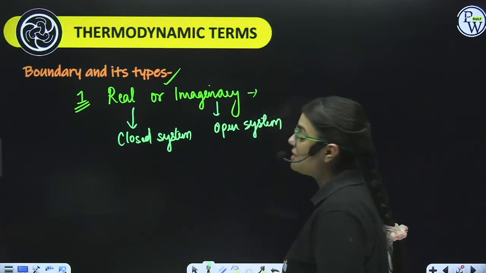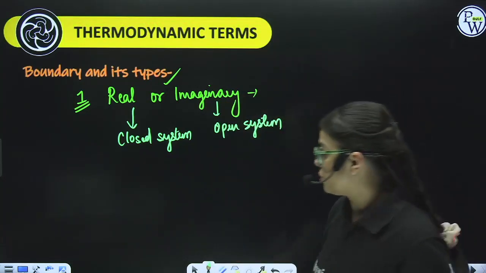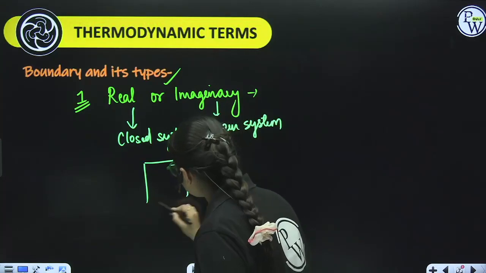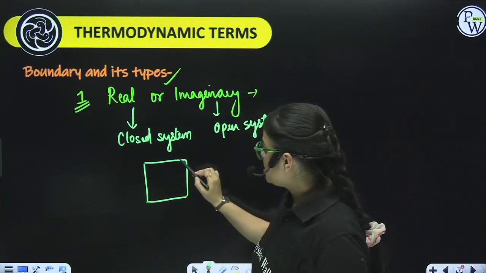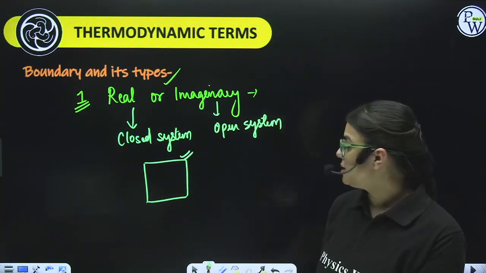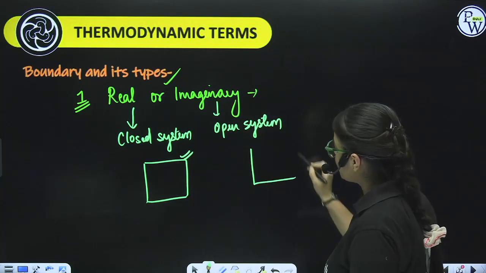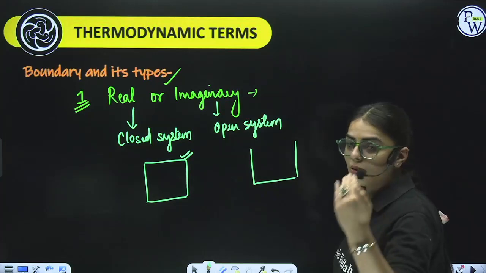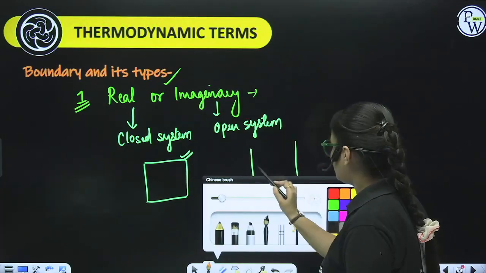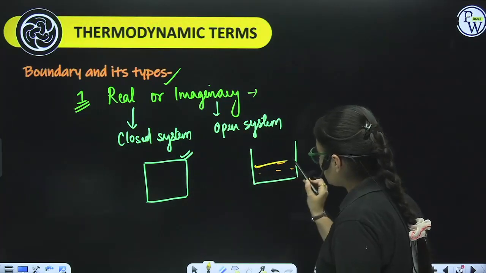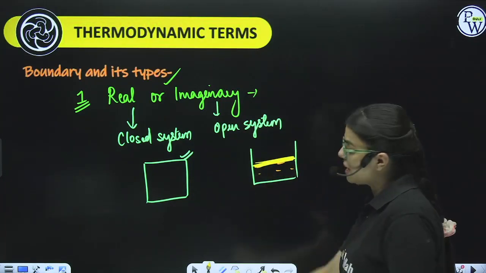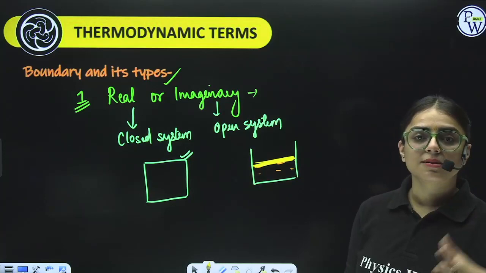Always remember, boundary is something which is separating both system and surroundings. So when I'm saying a closed system, it is closed from the top. You can clearly observe, right? So this is a real boundary. This you can clearly see with your naked eyes. But if I talk about imaginary ones, for example, if I have this beaker open from the top and I have kept a liquid over here, what is an imaginary boundary? This line is an imaginary boundary that separates the system and the surrounding.